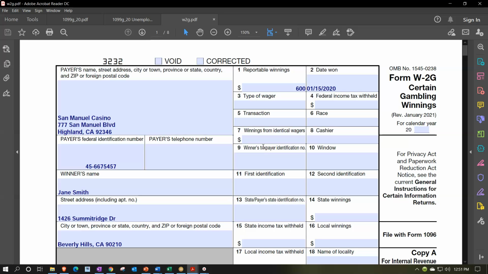Every time the slot machine gives you like $5, you should be writing it down for taxes. So we're going to be going here, the $600. So this is going to be $600 now.